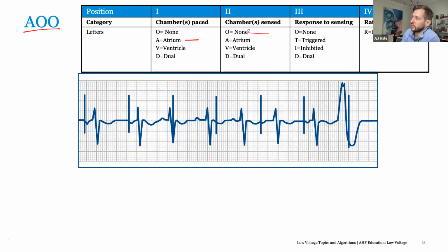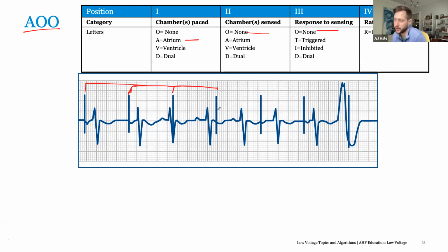You don't sense in the ventricle. You don't respond to anything, or in the atrium either, sorry. You don't respond to anything because there's nothing there to respond to. So in here, we have our same thing, 1,000 millisecond timing: it waits 1,000 milliseconds, paces again, waits 1,000 milliseconds, paces again. Patient has an atrial-only device.